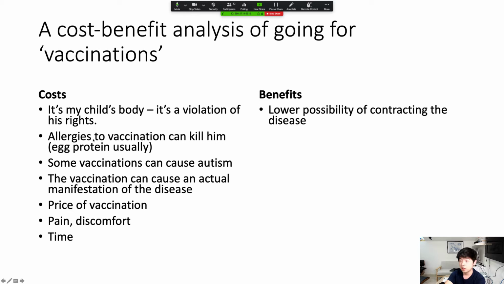Another one is that allergies to vaccination can kill him. Some of these vaccinations are stored within egg protein, and some people are actually allergic to eggs. So that could be a potential concern, which is fair and valid. Now, some say vaccinations can cause autism. This is based on misinformation.